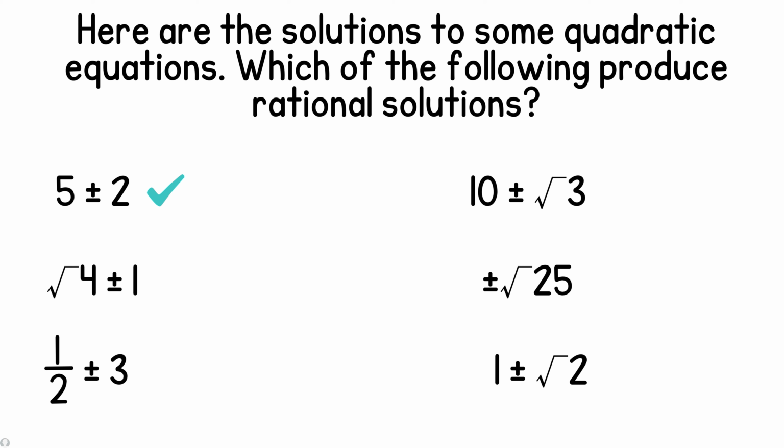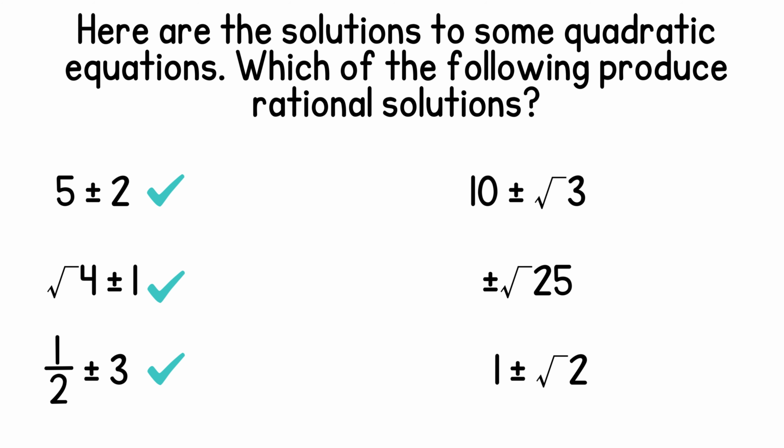Now let's look at the square root of 4 plus 1. Since 4 is a perfect square, then it's considered rational. And since 1 is also a rational number, then adding them together will give us a rational solution. Now let's look at 1/2 plus or minus 3. Both numbers are rational, so we'll have a rational solution as a result.